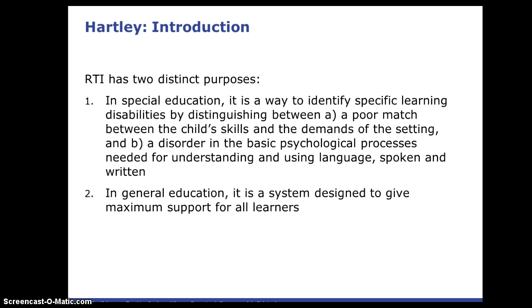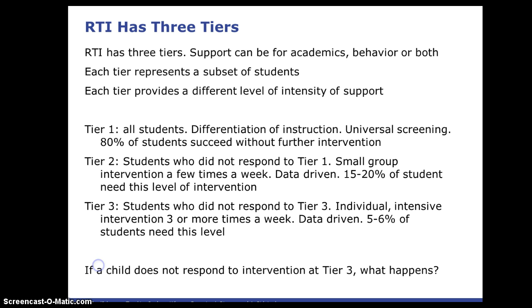And so with RTI, we're going to use a sorting system to figure out, as we increase the types of support that we give a child, does he begin to respond to the intervention? If so, then we were just seeing a mismatch. If not, then we may be looking at a disability. So that's how special ed uses RTI. In general ed, it's just a system to give maximums of support to all learners.